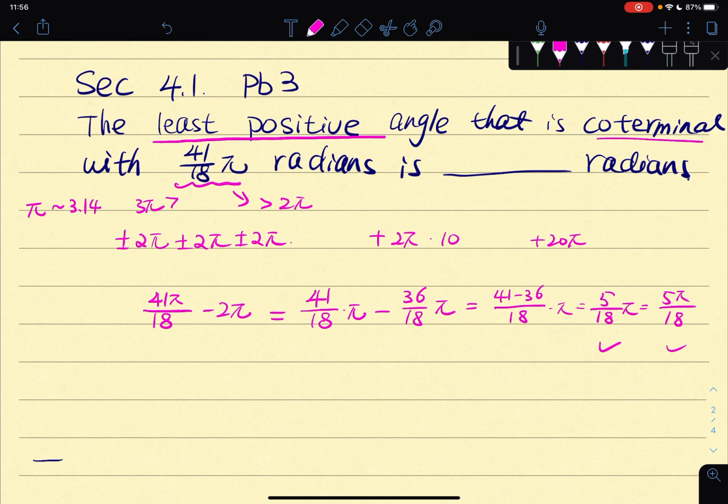And for the other parts of the problem, it's essentially the same idea. But the next problem talks about 7 radians. 7 radians is greater than 2 pi, which is roughly speaking 6.28-ish. So if you want to find the least positive angle corresponding to 7, then you're going to have 7 minus 2 pi as your final answer. So make the decision of how many 2 pi's you need to add or subtract based on the value you observe, and you can do a quick estimate and do the rest of the calculation.